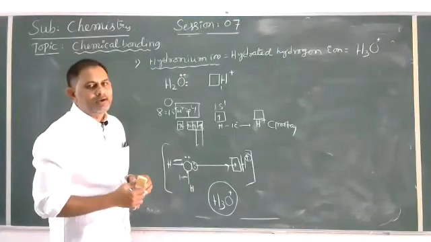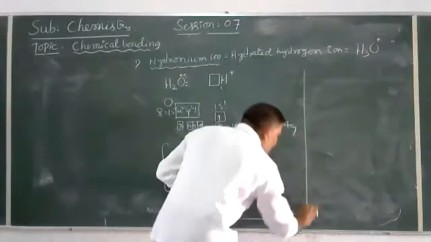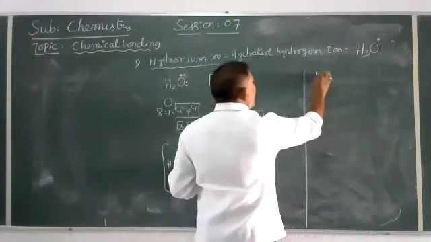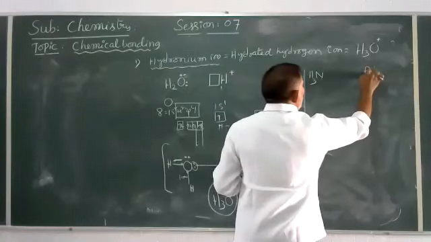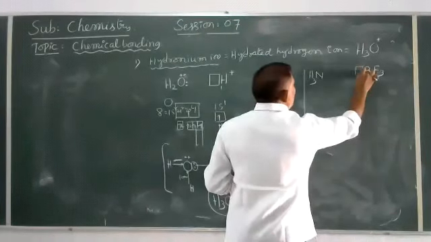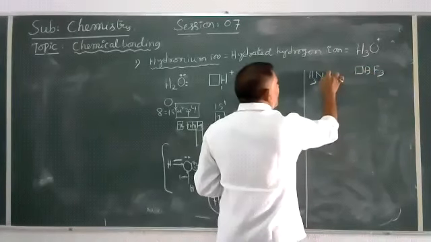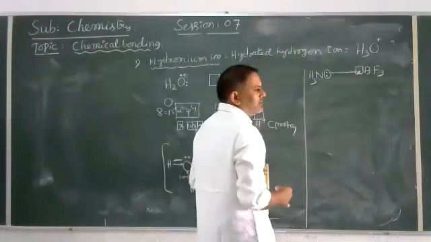Coordinate covalent bond. One of the most important examples is ammonia and boron trifluoride. The boron trifluoride contains a vacant orbital. Now the nitrogen in ammonia contains one extra lone pair which is ready to donate. It forms a coordinate covalent bond.